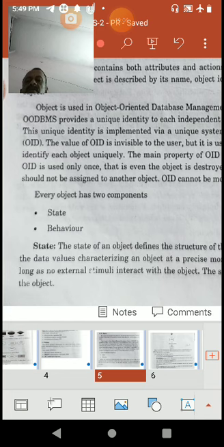Transactions in DBMS are a set of logically related operations. Transaction states in DBMS are the states through which a transaction goes throughout its life. Transaction states are active state, partially committed state, failed state, or aborted state.